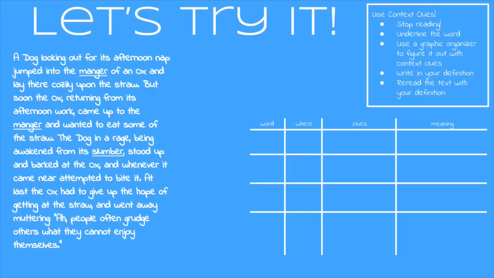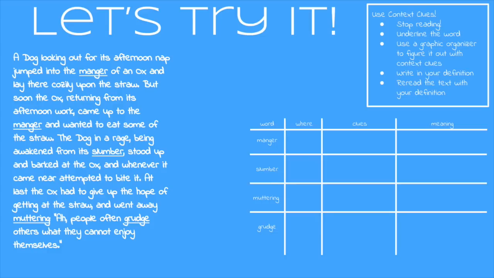At last, the ox had to give up the hope of getting at the straw and went away muttering. That's a new word for me. "Ah, people often grudge others what they cannot enjoy themselves." You know, the word grudge I'm pretty familiar with. I know that somebody can hold a grudge against somebody else. But the way they're using it here doesn't really make sense to me, so I'm going to underline it so I can figure it out. Okay, now that we know all of the words in the text that we're having trouble with, we're ready to use our graphic organizer. We can go ahead and write in those words.